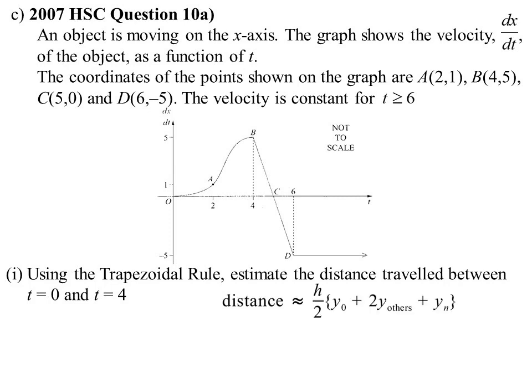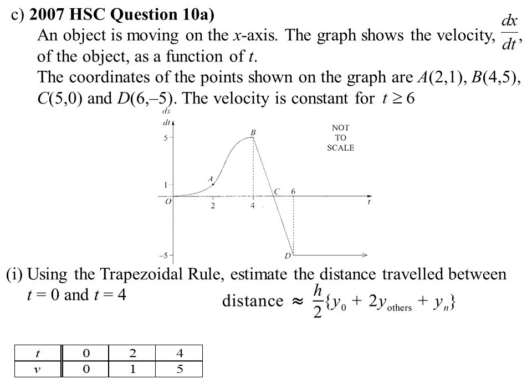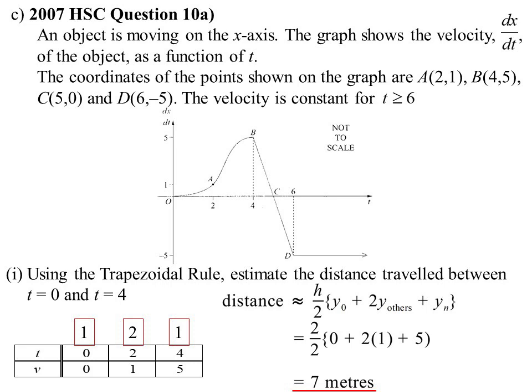So the trapezoidal rule: h on 2, y0 and yn, the end points, 2 times all the ones in the middle. Well, I've only got 3 points that I know: 0, 0, 2, 1 and 4, 5. So 1 times the endpoints, 2 times the one in the middle, substitute it all in, and there's my estimate. And it is an estimate because we don't actually know the equation of that curve. So 7 metres we're estimating it's travelled in that curvy bit.